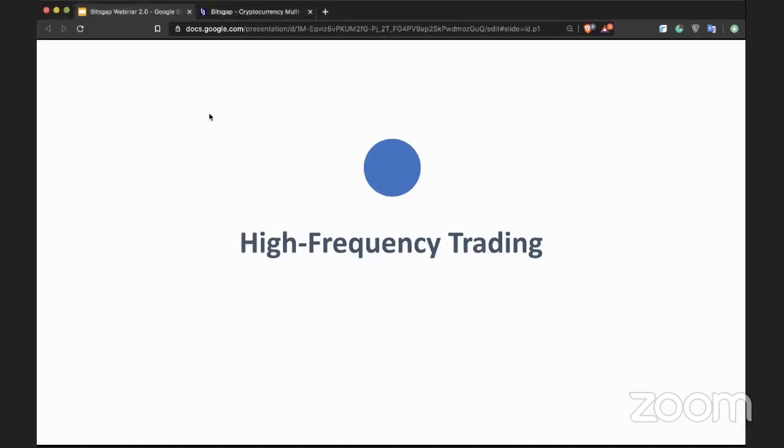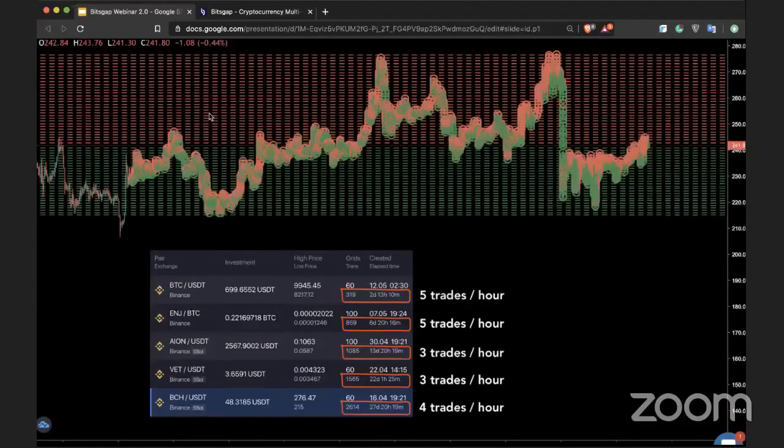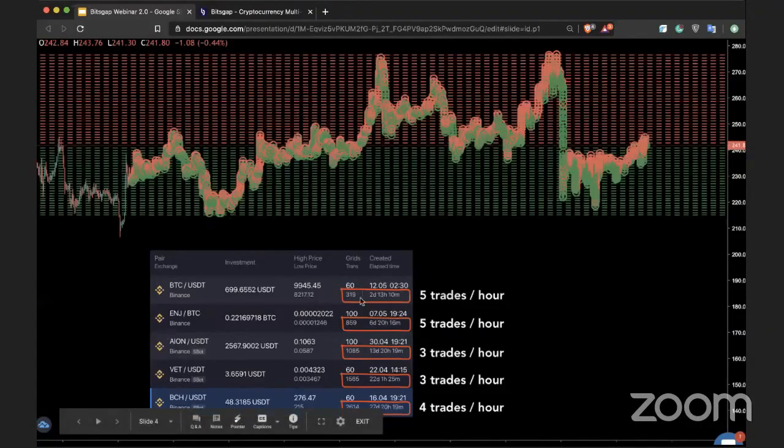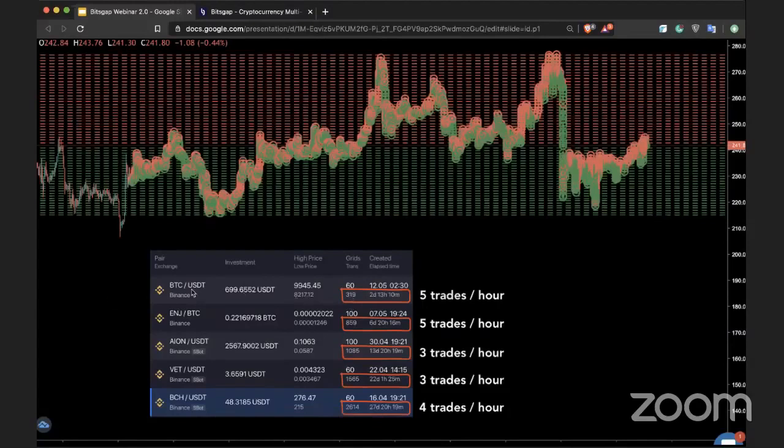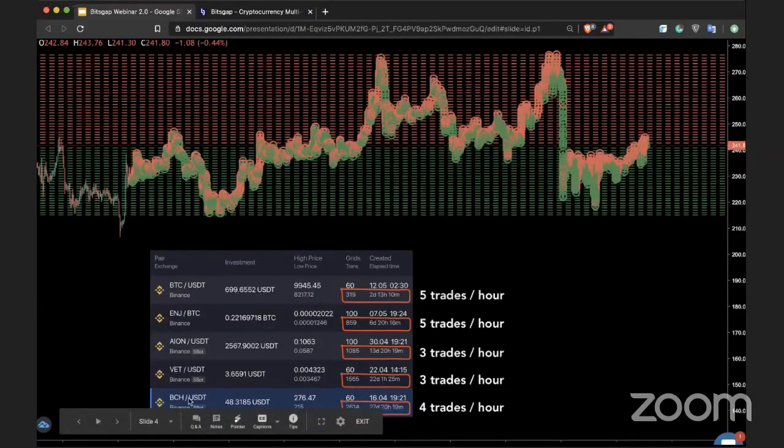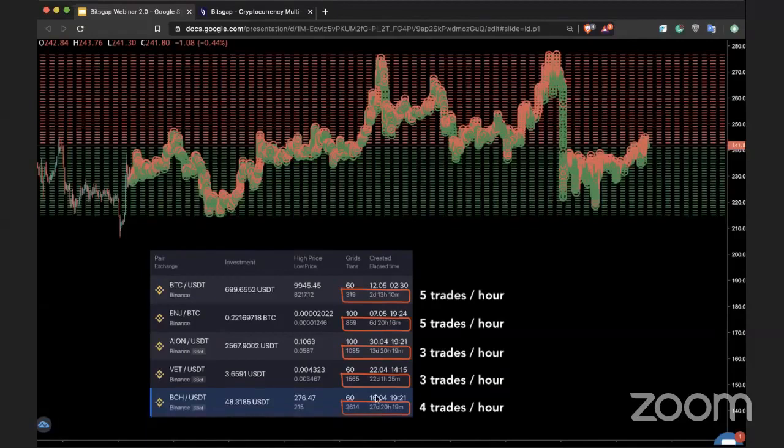So here's an example, directly from Bitsgap, and these are some of the bots. And you see that there is a transaction amount. So, for instance, BTC trading to USDT, there was a total of 319 transactions, orders, executions in just 2 days. In other cases, for instance, Bitcoin Cash trading to USDT, there were around 2,600 trades within just 1 month.